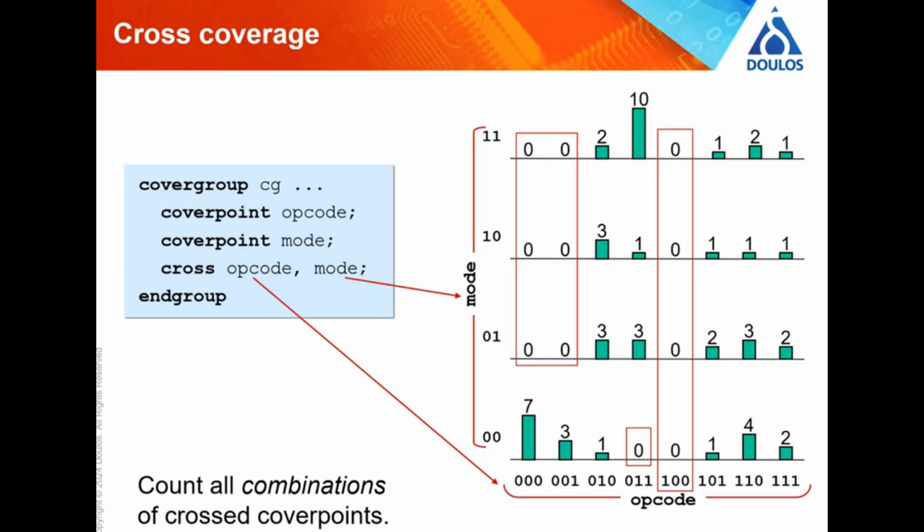And then you see this opcode 4. Notice it's not even occurring, is it? So that would clue us in to go back and look at our stimulus and see why. And in fact, for this example here, opcode 4 is an illegal instruction, which is why it's not happening.